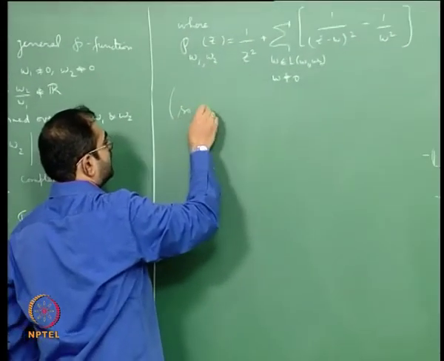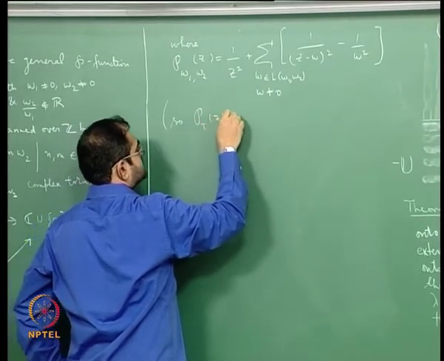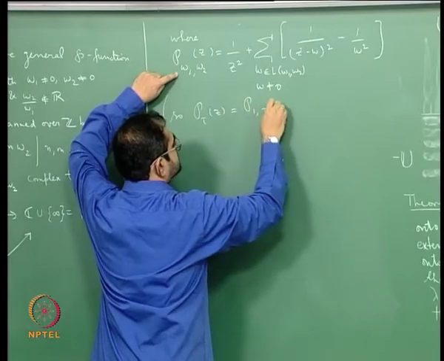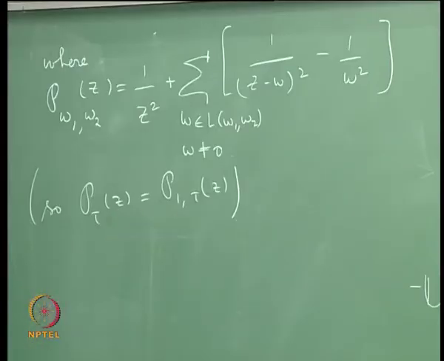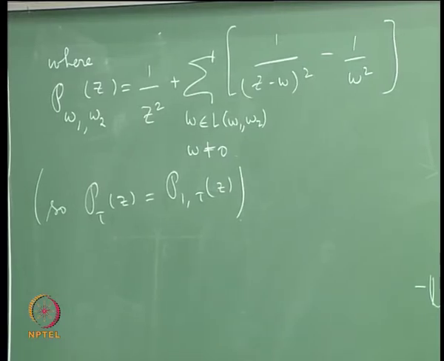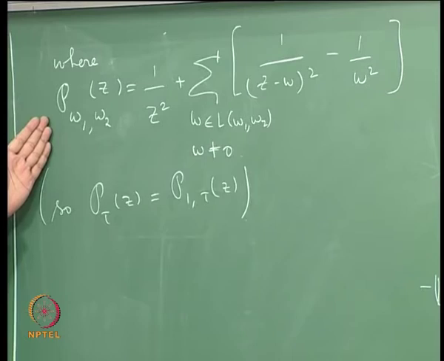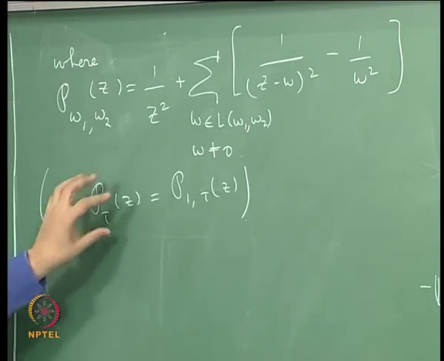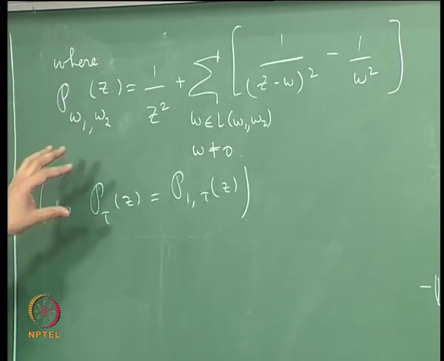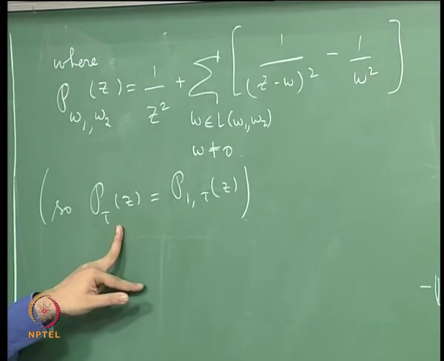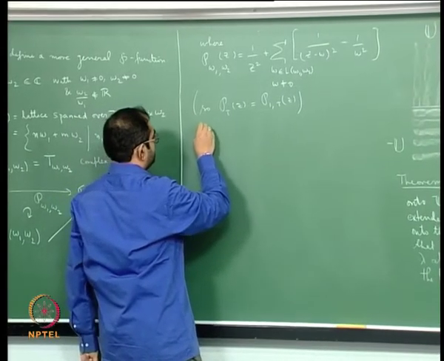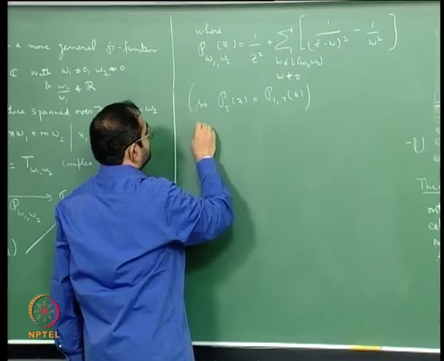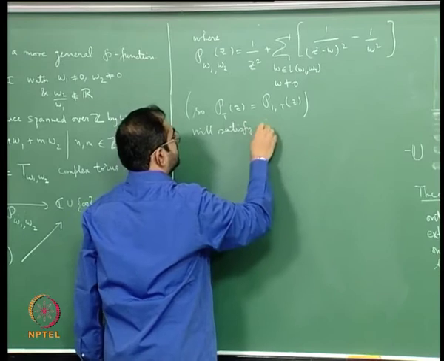So P tau of z is just, in this notation, P 1 comma tau of z. The function that we defined earlier is just P 1 comma tau. You take omega 1 as 1 and omega 2 as tau. Then again you can see that the arguments that we had for P tau of z about its properties will all hold for this. And in fact, just like P tau of z satisfied a differential equation, this will also satisfy a differential equation. So what will happen is that you will get this will satisfy the differential equation.